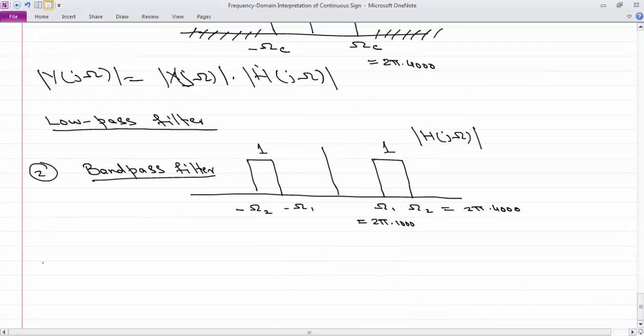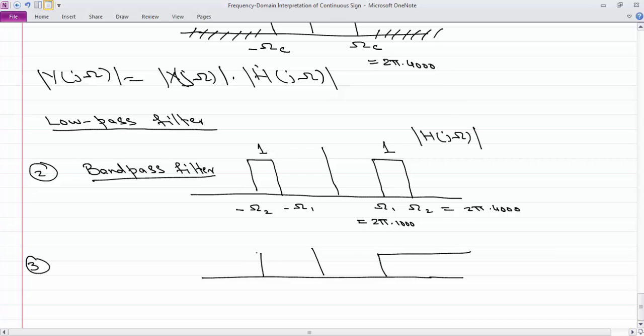The third common type is a filter whose Fourier transform looks like the following. And this keeps on going. This is still denoted by omega c. This is 2 pi times 4,000, and the height is 1. Now this filter is the reverse of the low pass filter. What is this filter doing?